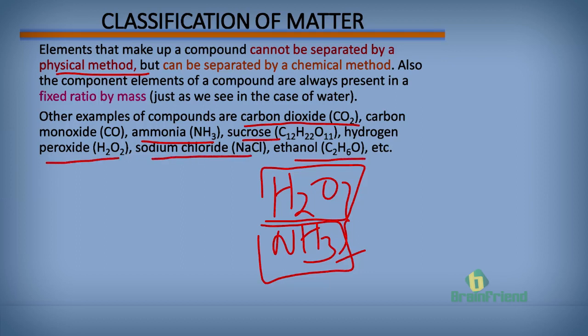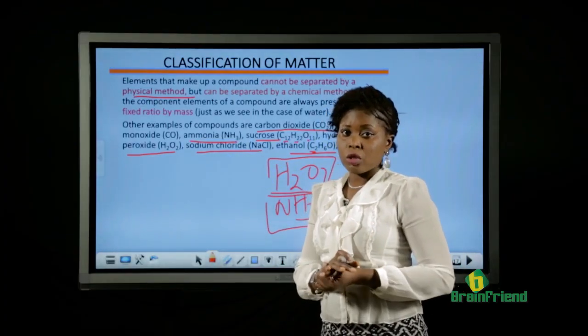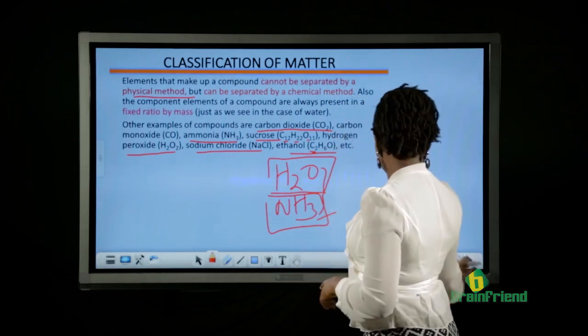As you can see from these examples, they have a specific number of elements that make them up. For example, sucrose has 12 carbon atoms, 22 hydrogen atoms, and 11 oxygen atoms. This is what makes it sucrose. If this number of elements changes, it will no longer be sucrose. Ethanol has 2 carbon atoms, 6 hydrogen atoms, and 1 oxygen atom. They must be present in this particular ratio, and this is what makes them compounds. They can also not be separated by what? Physical methods, but there are chemical methods that we can use to separate them.